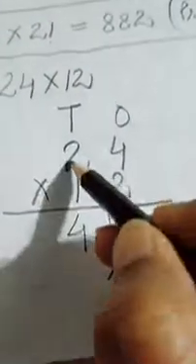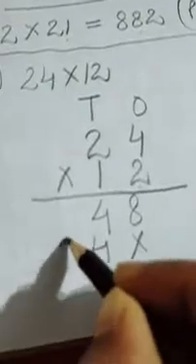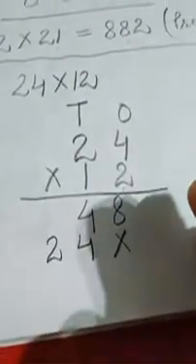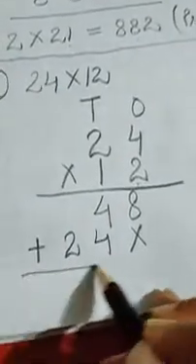Yes, now the second product, 24 multiplied by 1, we got 24. So see here how to write. We will start writing like this. From this hand we will start and we will move to the left hand side. After that these both will be added.